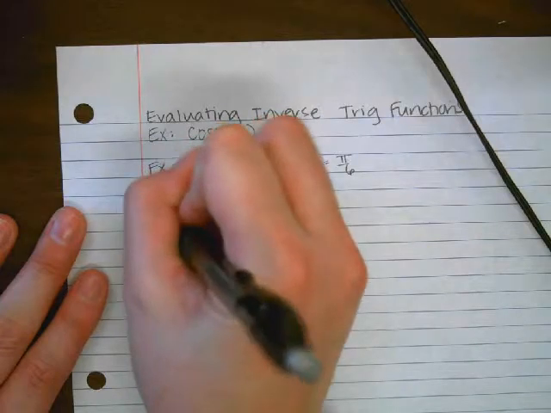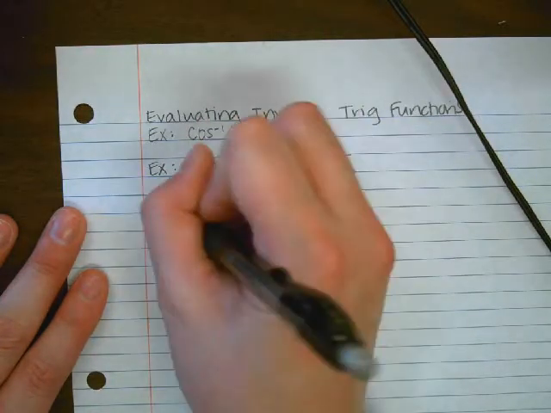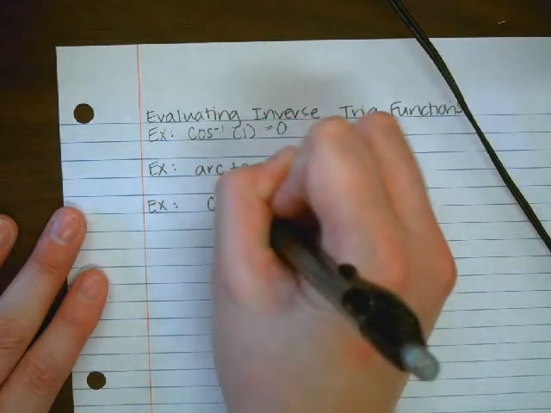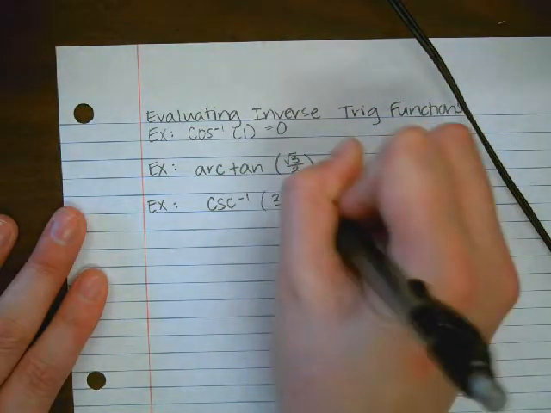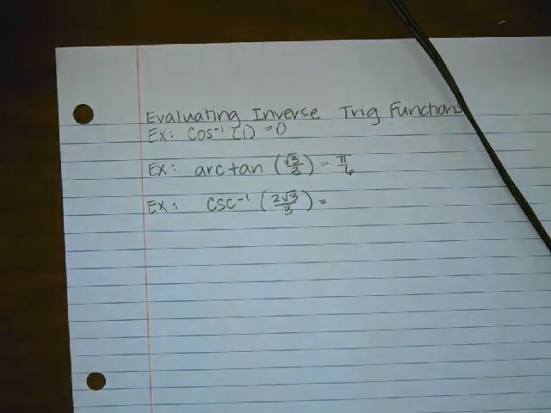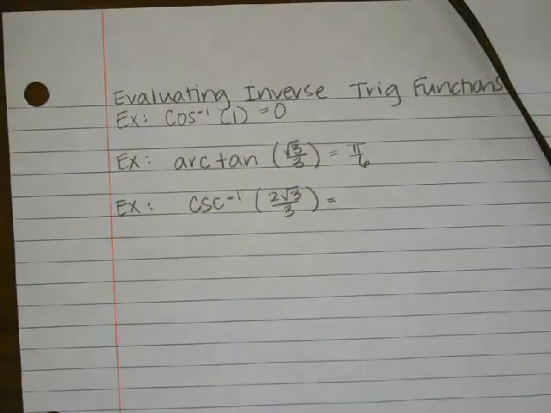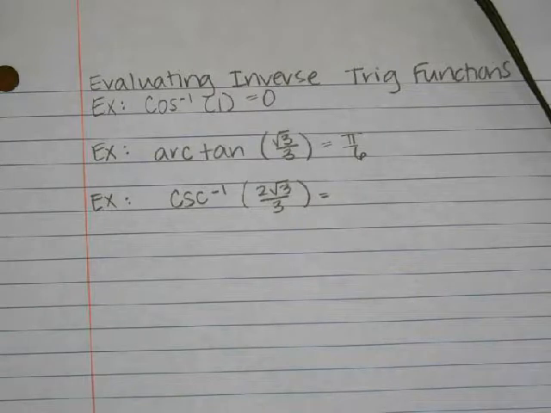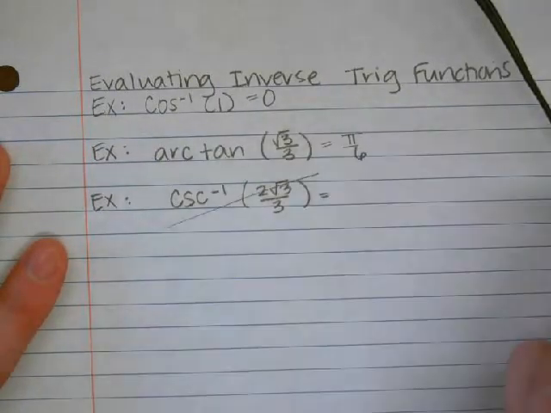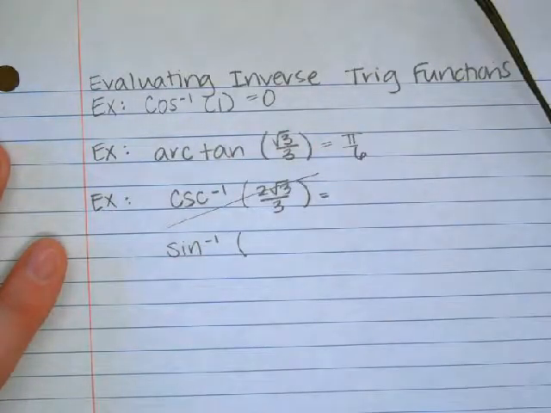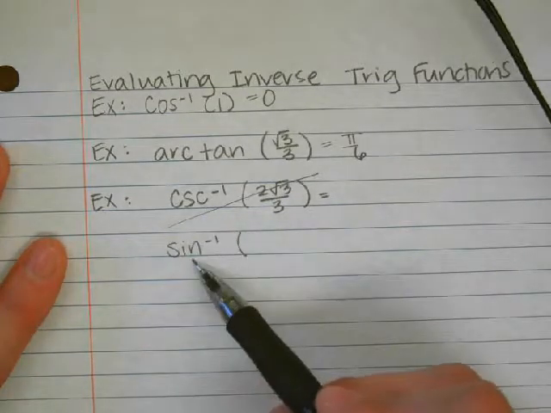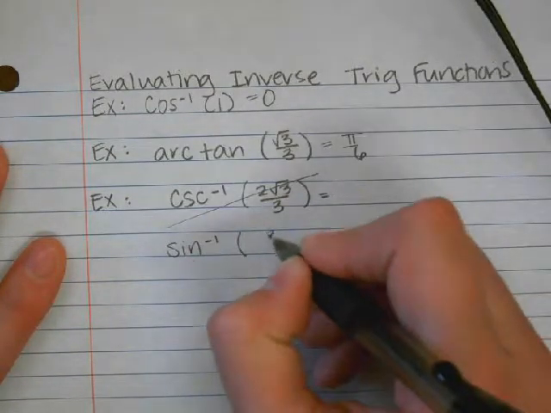All right, the third example, we're going to look at cosecant inverse of 2 square root 3 over 3. And here, I'm not even going to look for that answer right now because cosecant is not one of the x or y coordinates on the unit circle. So I'm going to say, nope, I'm not looking for this problem. I'm actually looking for sine inverse of the flipped version of that fraction. So as soon as I switch it from cosecant to a sine, that means I have to flip this fraction.